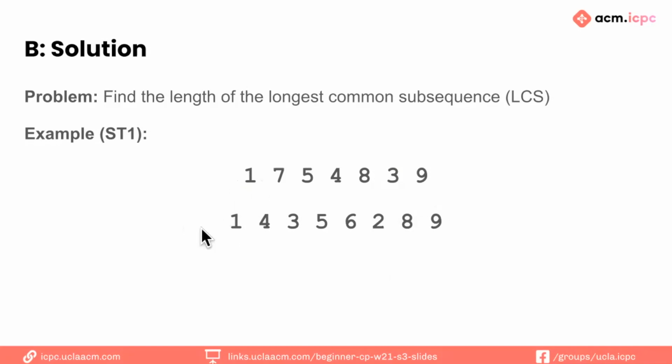And so the first thing that we can observe is that the numbers 6 and 2 don't appear in the first sequence, which means that when we're checking the sequence for common subsequences with the other one, we can just ignore the 6 and the 2, because they're not going to be part of a common subsequence. And then from there, it gets a little bit more tricky.